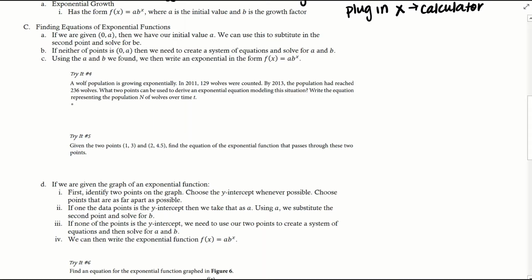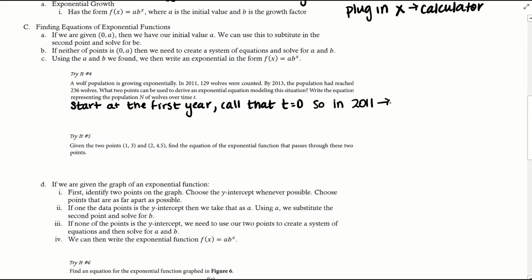So we will start at the year they give us. We're going to start at the first year, and we will call that t equals 0. So in 2011, there were 129 wolves. We will take this 2011 as t equals 0, and that will give us the point (0, 129).